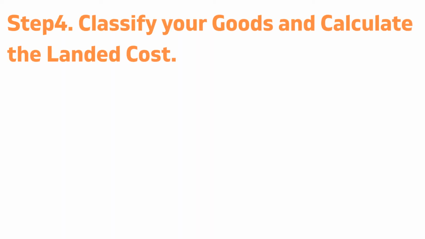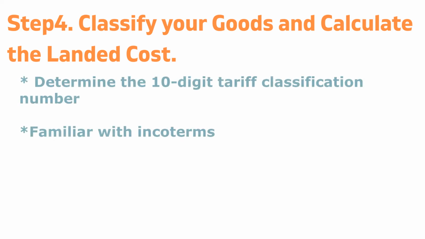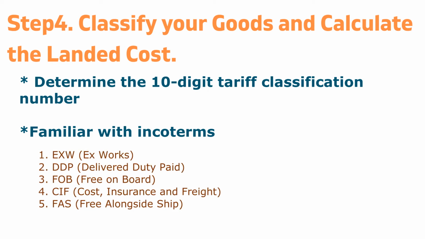The fourth step is to classify your goods and calculate the landed cost. You need to determine the 10-digit tariff classification number for each item you are importing. These numbers, along with the certificate of origin, are used to determine the rate of duty you must pay when importing, and then do the landed cost calculation. You need to pay attention to the Incoterms and calculate the total landed cost before you place your order.